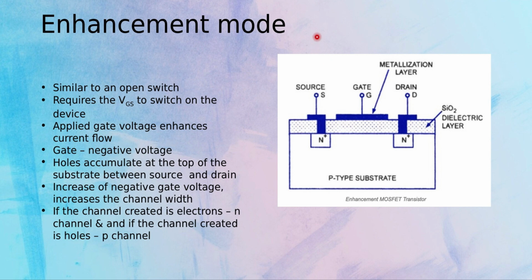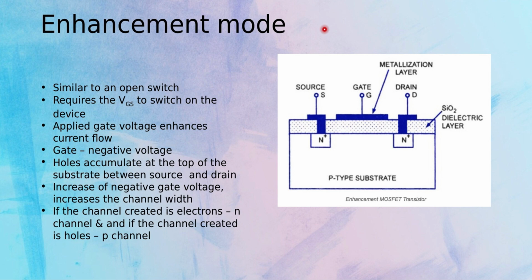Now when I keep increasing the gate voltage that I apply here, the channel width keeps increasing and so the conductivity also increases. Thus, if I apply a negative voltage, I'm creating a P channel here. If I apply a positive voltage, I'm going to create an N channel. So those are the types of enhancement mode MOSFET.